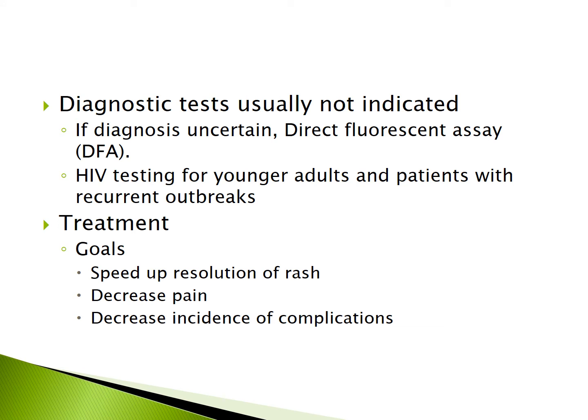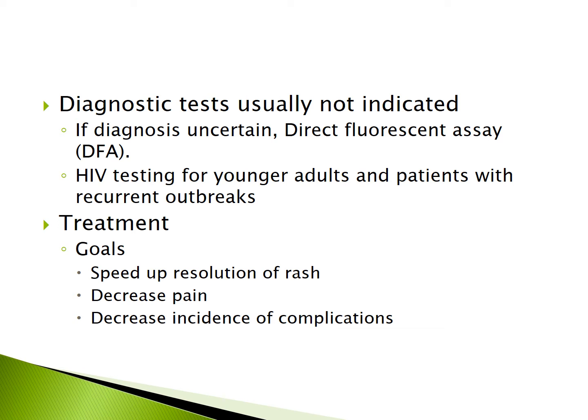When we think about diagnostic tests, it's usually not really significant to do them. If the diagnosis is questionable, you could do a polymerase chain reaction assay, which detects the DNA sequence of the virus. But usually you can look at this and you'll know right away what they have. HIV testing for younger adults and patients, if they're getting recurrent outbreaks. If they just have one outbreak, you really don't need to do HIV testing on them. But if they're coming back and this is happening over and over, then that's something that you need to think about.